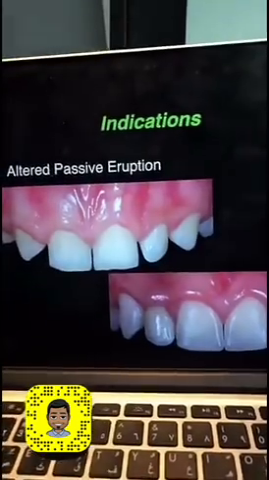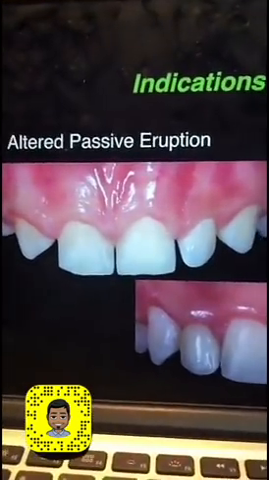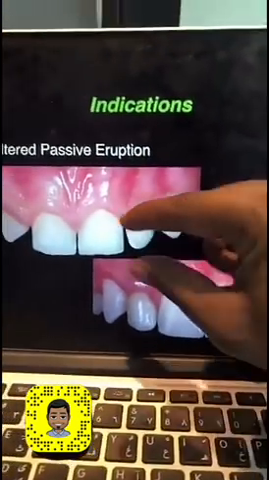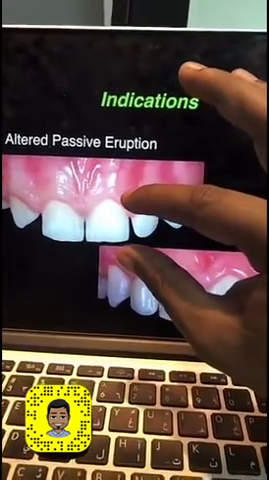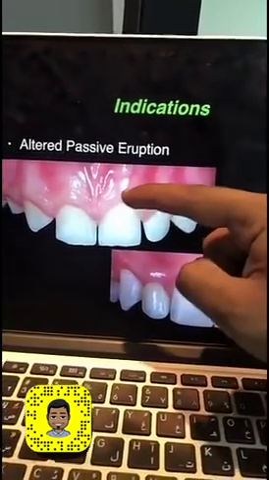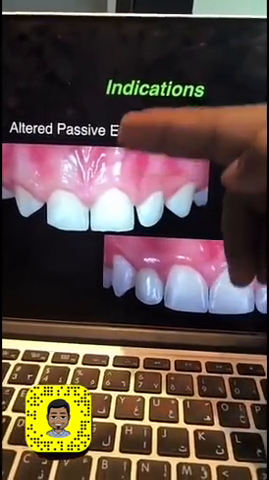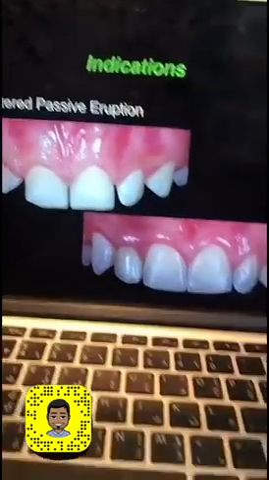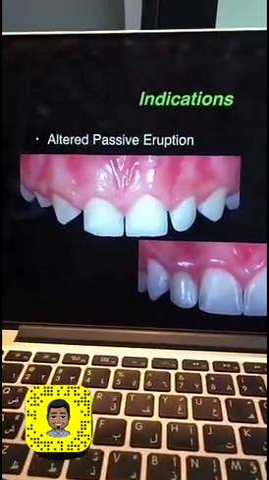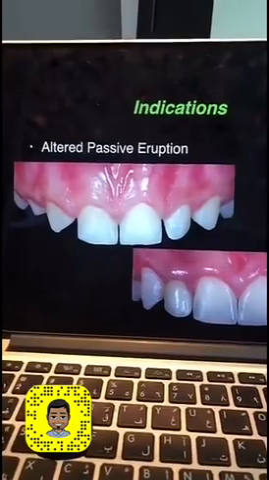Okay, so another indication is altered passive eruption. And just like we said before, these usually have short clinical crown appearances. The gingiva and the bone have failed to recede, and this is why you have this appearance. Okay, this is a common indication of aesthetic crown lengthening.